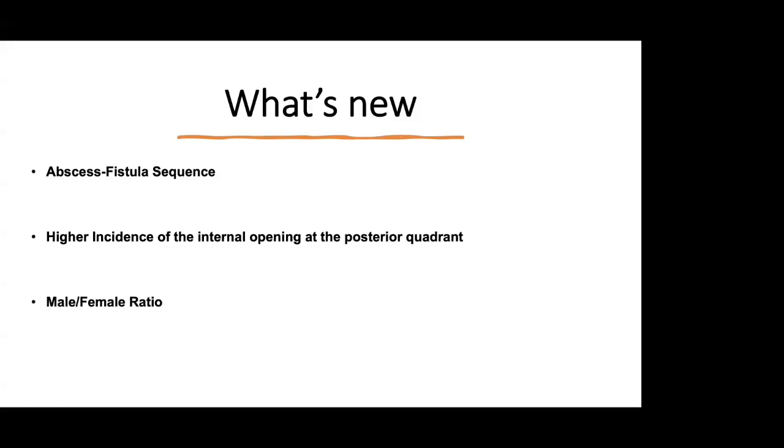The third point is the male-female ratio, because from an epidemiological point of view, the cryptoglandular theory is not sufficient to explain the difference between male and female. And finally, the epithelialization, because we generally accepted that epithelialization of the anal tract causes the persistence of anal fistula. But recent studies show a lack of epithelialization and the presence of granulation tissue in most fistula tracts.